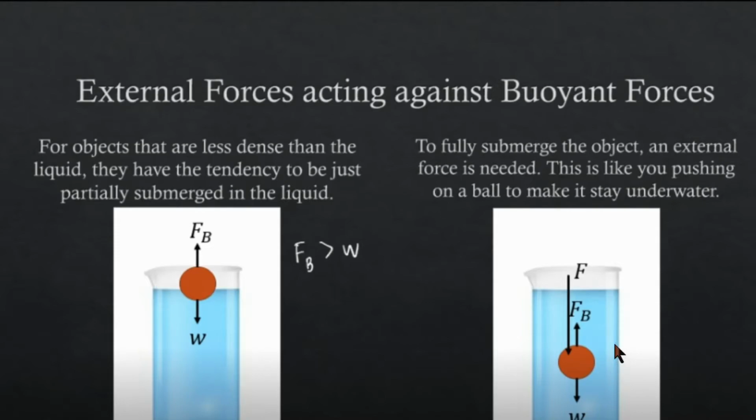A good example of this is when you have a volleyball in a swimming pool. This is like you pushing on a ball to make it stay underwater. You are the one exerting the external force to keep the ball submerged under the water. And with that, you are introducing a third force, that is an external force. When you introduce this force, the object attains equilibrium at this position, meaning that the summation of all forces, that is the external force, the buoyant force, and the weight, would still be equal to 0.